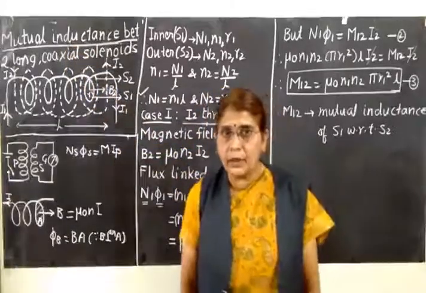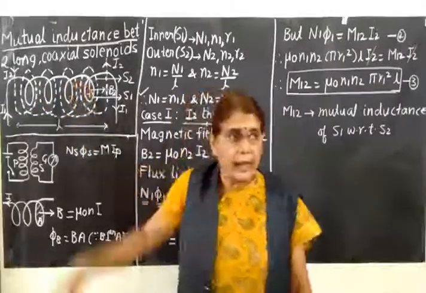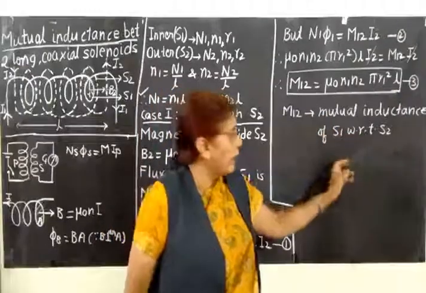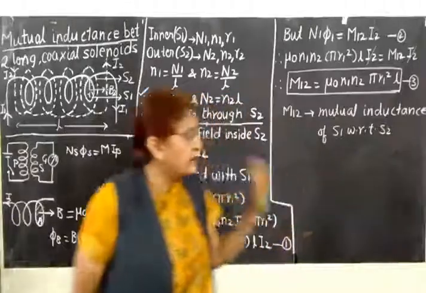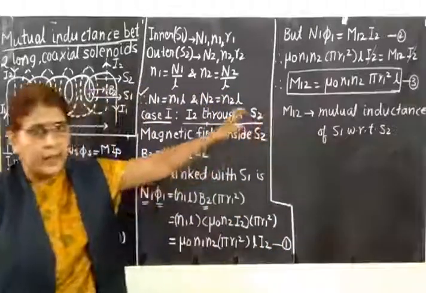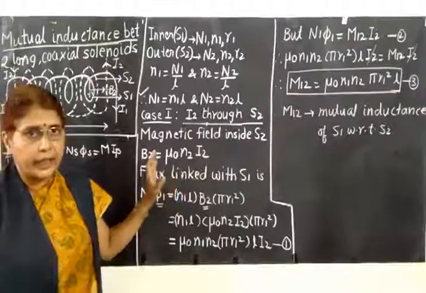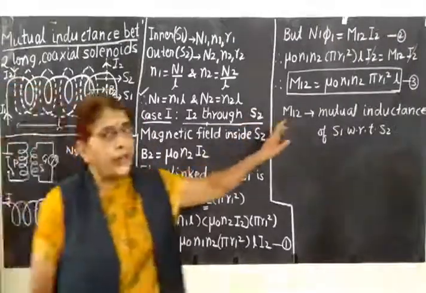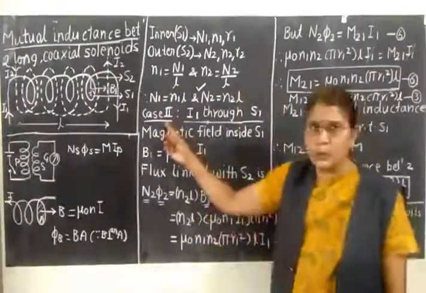Now in case 2, what will you do? You will pass current through the inner solenoid and you will get another constant M21, that is the mutual inductance of S2 with respect to S1. So that case is very similar to case 1. The only thing is, wherever there is 2, you have to make it 1. Interchange 1 and 2 and you will get case 2. So now we shall find the value of M21. Now let us go to case 2.